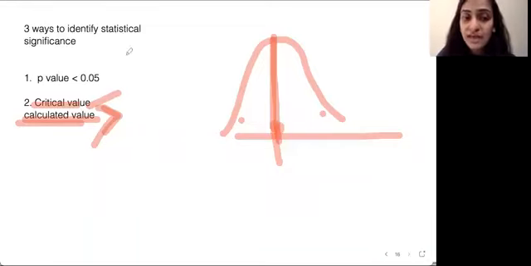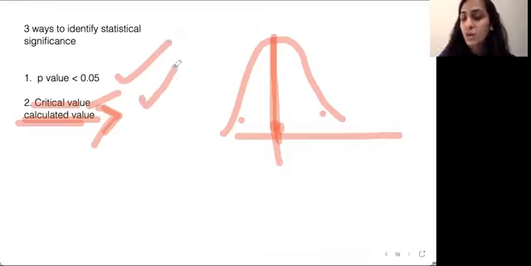So now you know two ways to identify whether the critical value is given in the question. If you read the last line, it says the critical value of the null hypothesis is 1.45. So the critical value is given to you, and the calculated value is also given to you in the question.